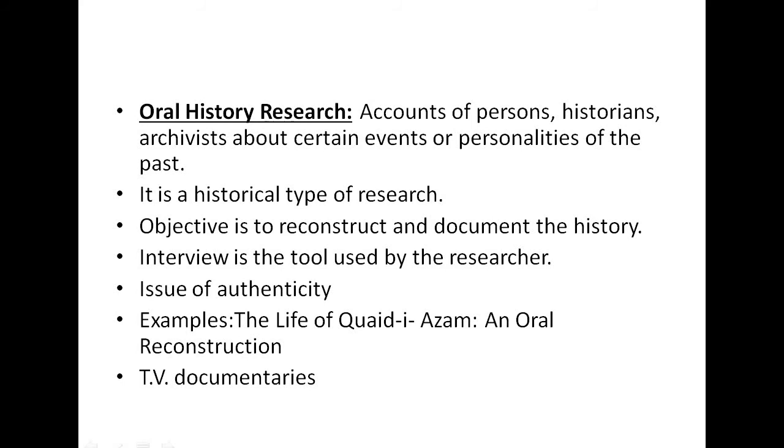life history of Qaeda. There is another example of oral history research. TV documentaries that we watch on the TV screen are also oral history research examples, because a lot of people are contacted during such documentaries, and the director tries to reconstruct some kind of history through those interviews.